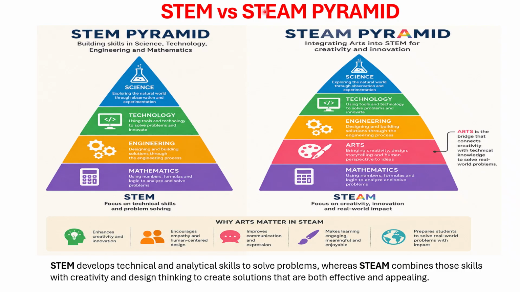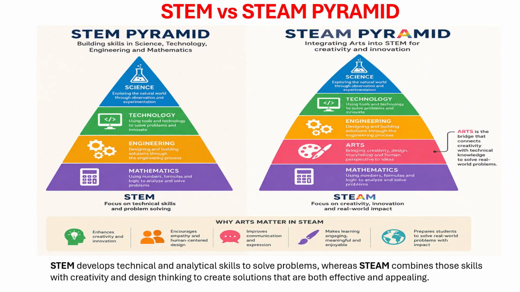So if you look at the STEM versus STEAM pyramid approach, it basically builds skill in science, technology, engineering, and mathematics. The STEAM pyramid integrates the arts into STEM for creativity and innovation. So the art is a bridge that connects creativity with technical knowledge to solve real world problems. STEM mainly focuses on technical skill and problem solving, whereas STEAM mainly focuses on creativity, innovation, and real world impact. STEM basically develops technical and analytical skill to solve the problem, whereas the STEAM pyramid combines those skills with creativity and design thinking to create a solution that is both effective and appealing. So that is the difference between STEM and STEAM pyramid.